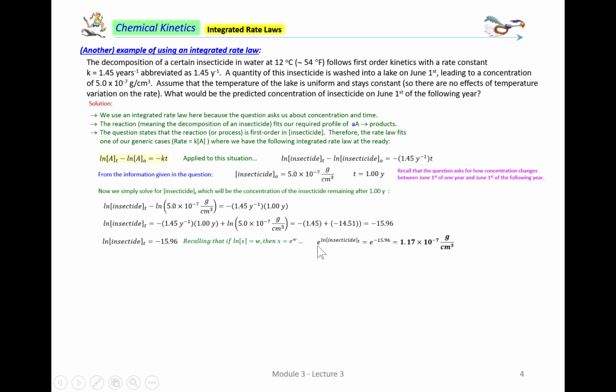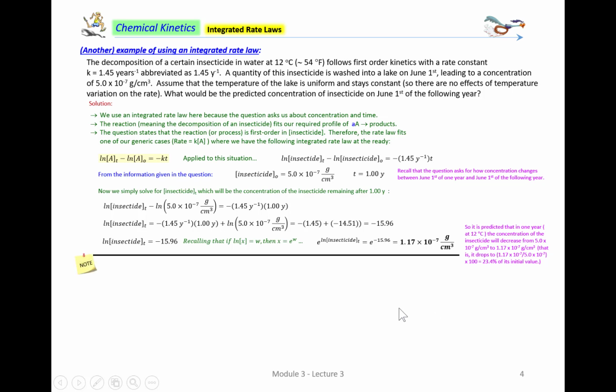We're going to take e to the ln of the insecticide concentration. In other words, in my calculator, I'll push the e function, e to the x, and for x, I'll put in minus 15.96. If I do that, I get rid of this ln function on this side, and I didn't write this out here, but what we have here is that this number you get doing this math is simply the concentration of the insecticide at some future time t, and now suddenly the units have reappeared because it is a concentration. So it's predicted that in 1 year at 12 degrees C, the concentration of the insecticide will decrease from 5 times 10 to the minus 7 grams per cubic centimeter to 1.17 times 10 to the minus 7 grams per cubic centimeter. That is, it drops to about 23% of its initial value.